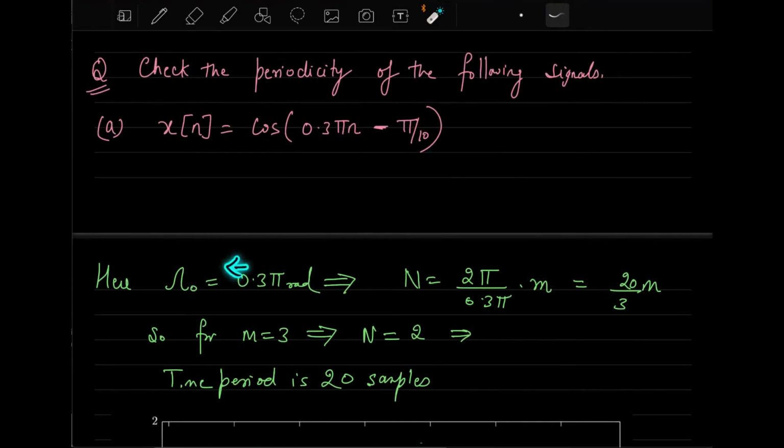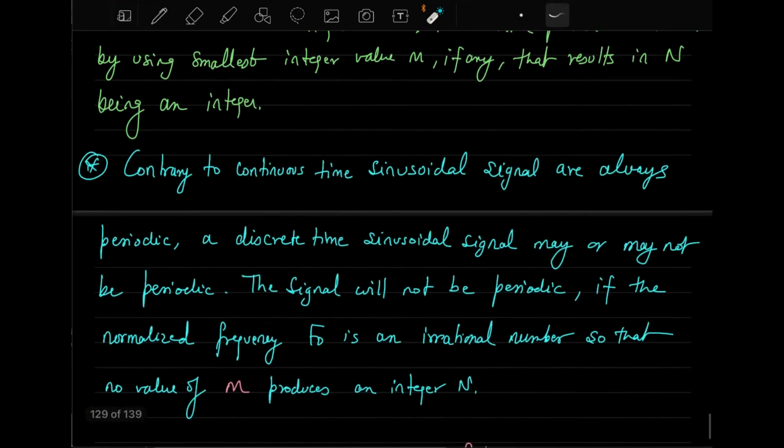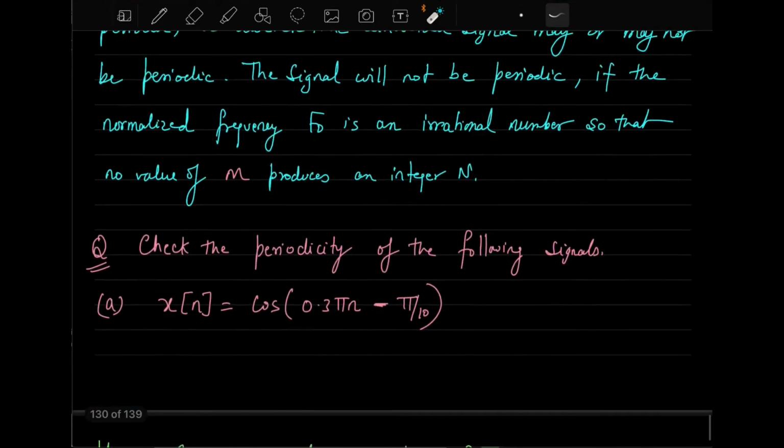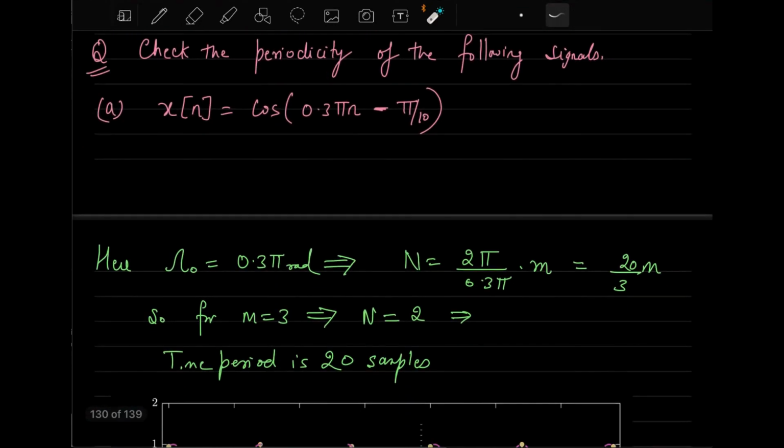Omega naught is 0.3 pi. So what will be the value of N? If you see this equation which is given over here, you have to put the value of omega naught here. So what you will get is N. N is 2 pi over the value of omega naught times m. So if you see here, what I have written, 2 pi upon 0.3 pi times m. So it's 20 by 3 m.